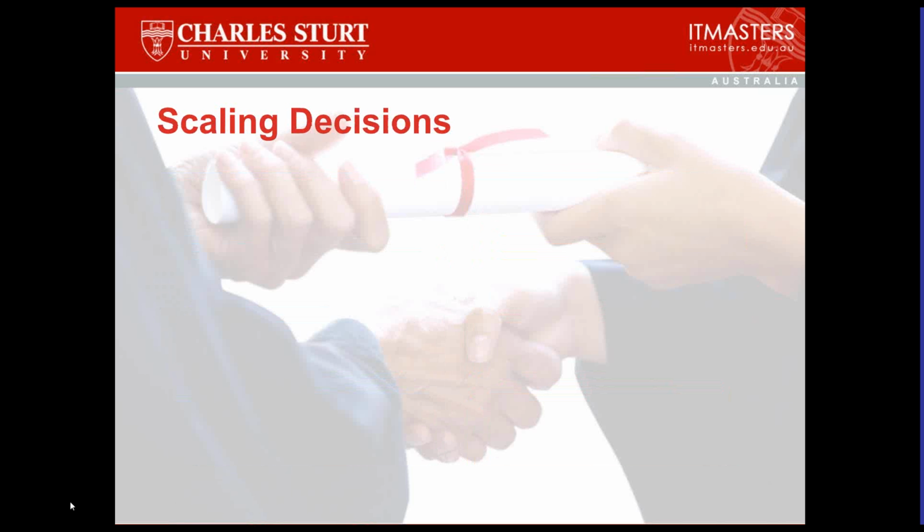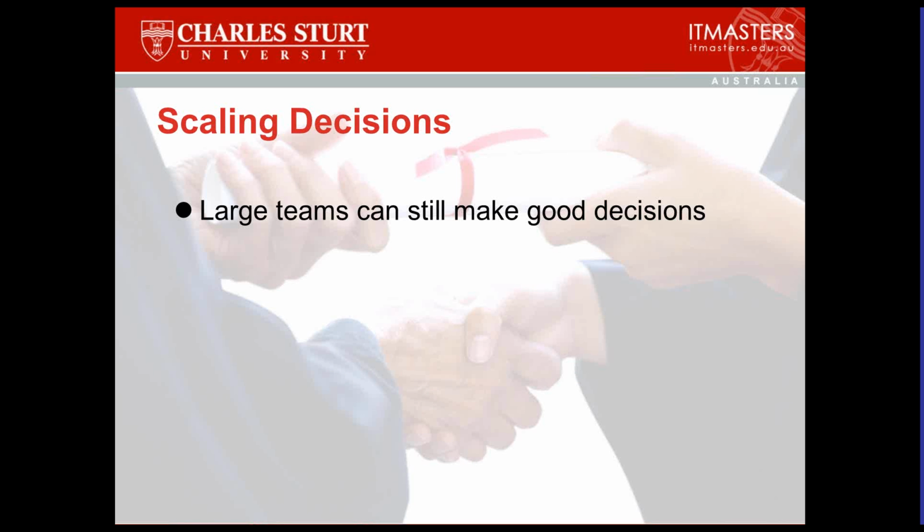Essentially what we're trying to do when we scale up is manage the way in which we make decisions. So we don't really scale up the decisions. Large teams can still make good decisions, but they can make them in an agile way, but it's a slightly more structured way.